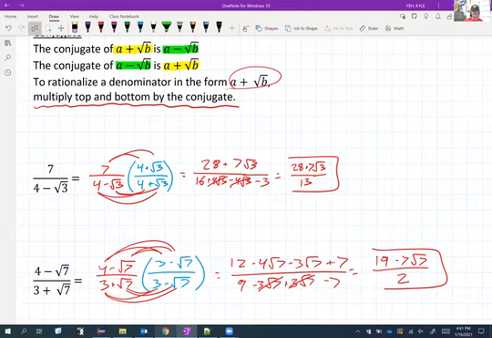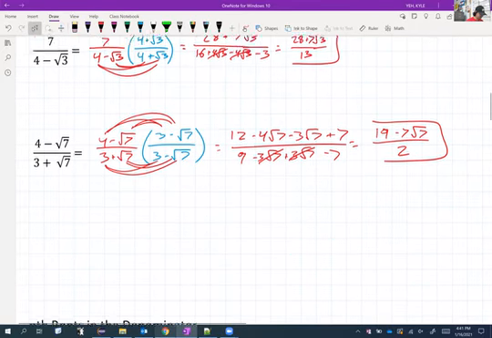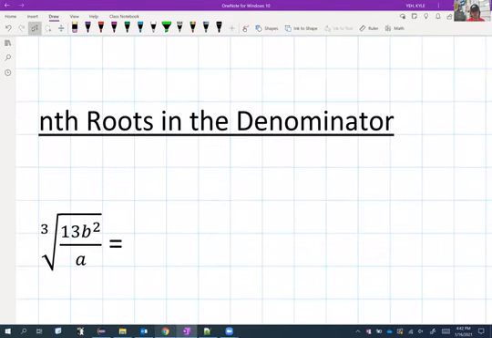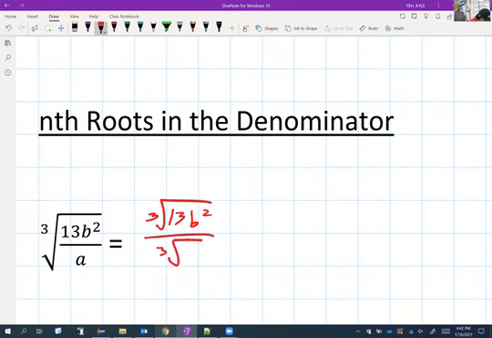But there's one more thing we have to talk about in this video. What if it's not a square root? What if it's an nth root in the denominator, a third root, a fourth root, a fifth root, a 10th root, any numberth root? How do we handle that? Well, here's the idea, and you want to be really paying close attention right now. If I have the cube root of 13b squared over a, I'm still going to split it up top and bottom. I'm still going to say, well, cube root of 13b squared over cube root of a.